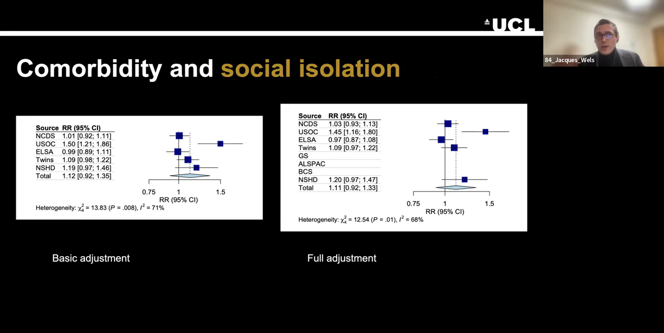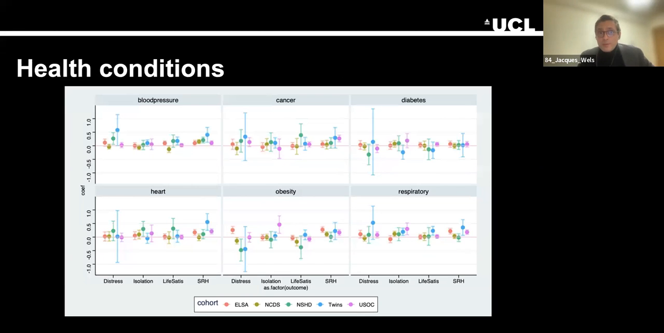To sum up, we observe an association when we look at the change over time during the 3 time points through the pandemic between comorbidity and social isolation and the other variables, but the association is strongly significant only when we're looking at self-reported health. I try to be a bit fast.